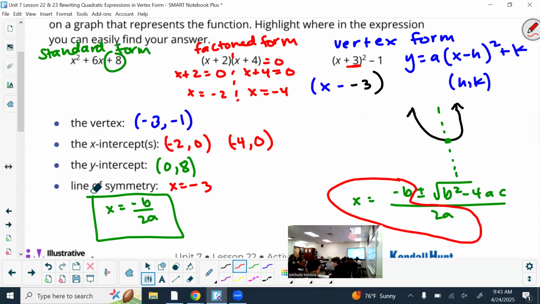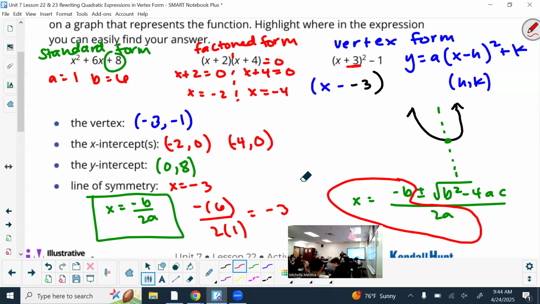But if you have, say, just a standard form, you could plug it in. Like you could say your A is 1, your B is 6, and then do -6 over 2 times 1. Maybe that's easier for you. And also that will be on your formula on test day. But, I mean, up to you. It has to have the x equals up. Otherwise, it's not making a vertical line.